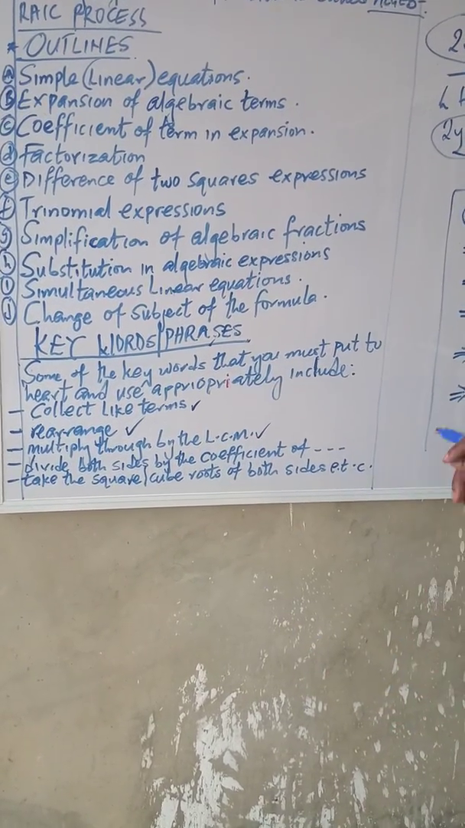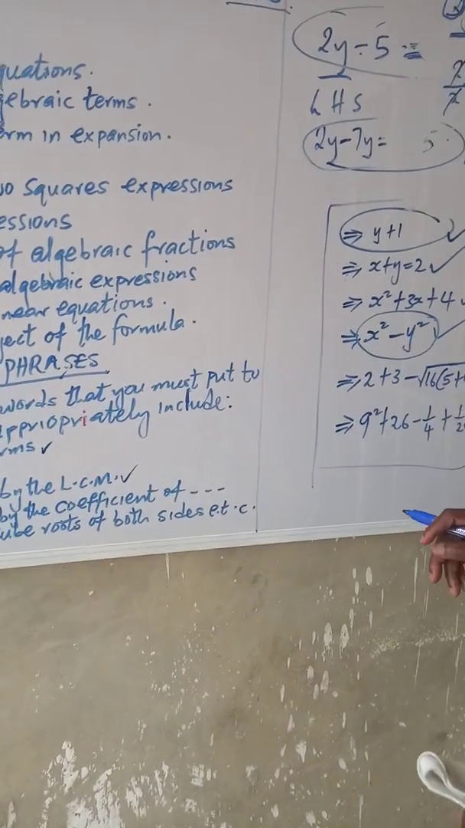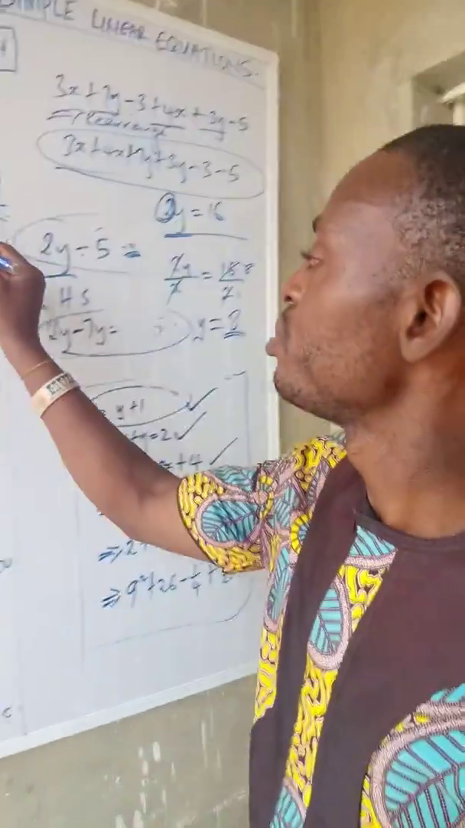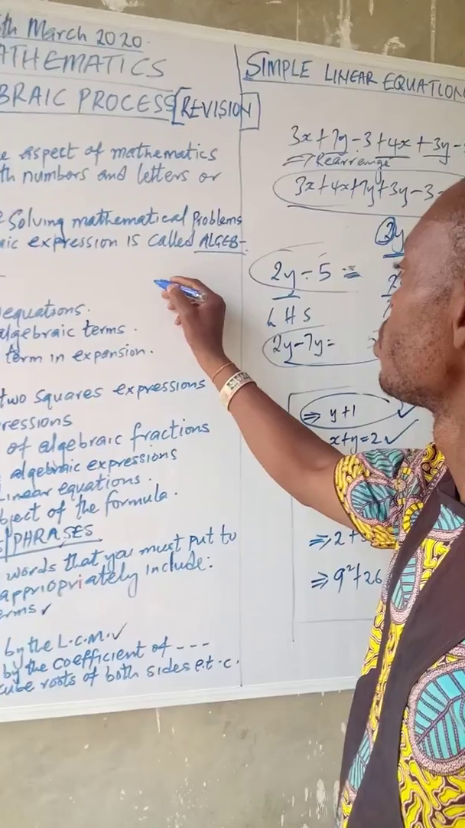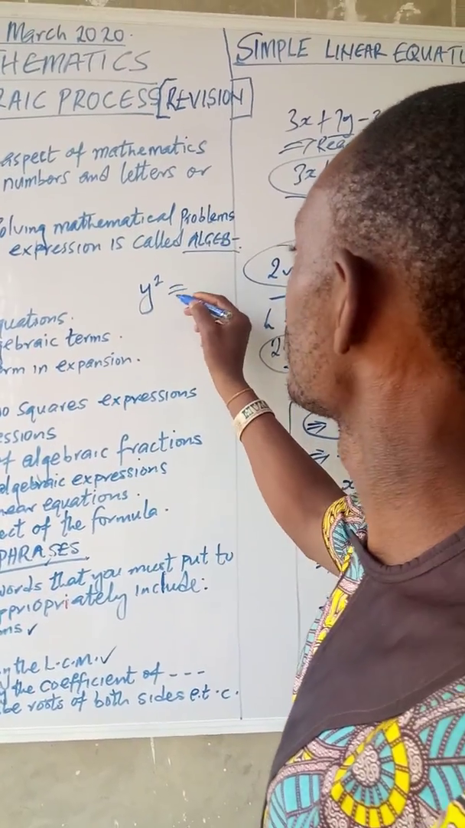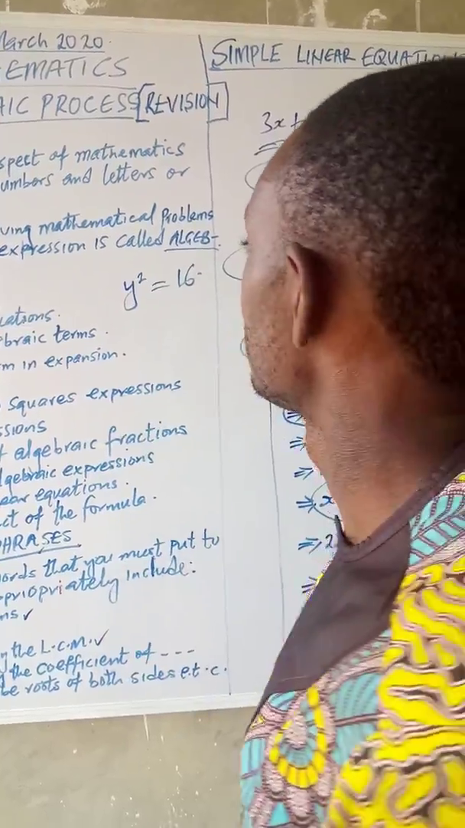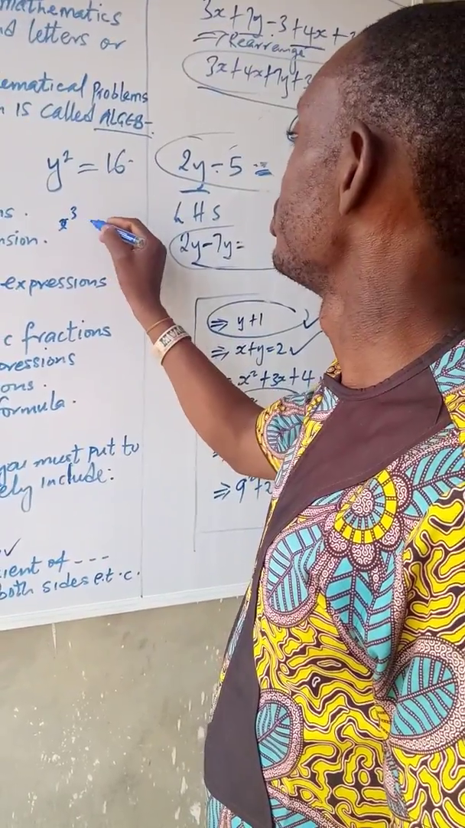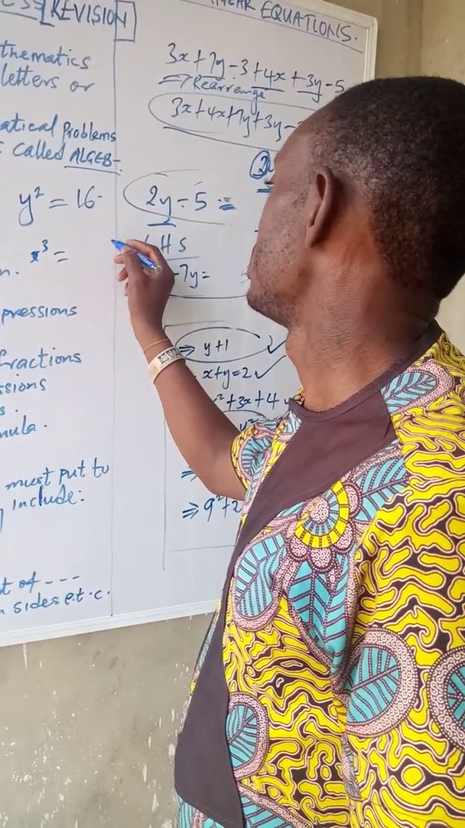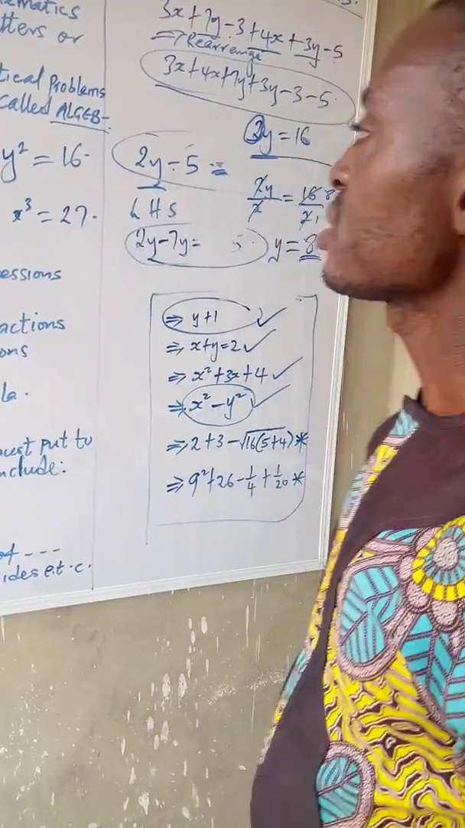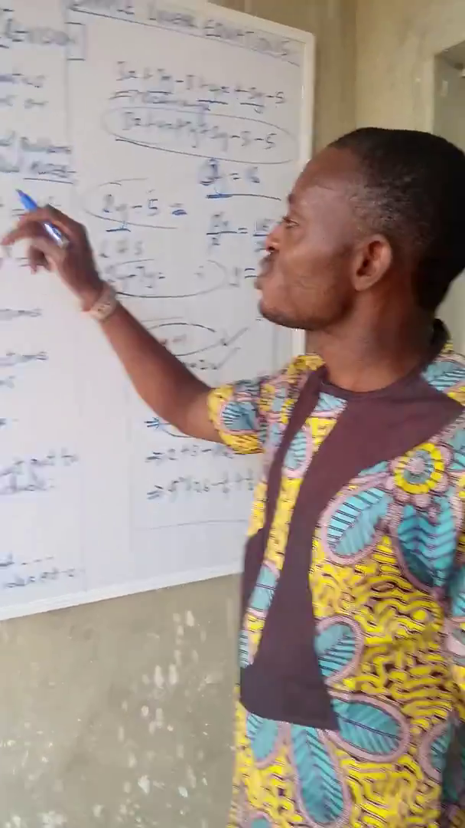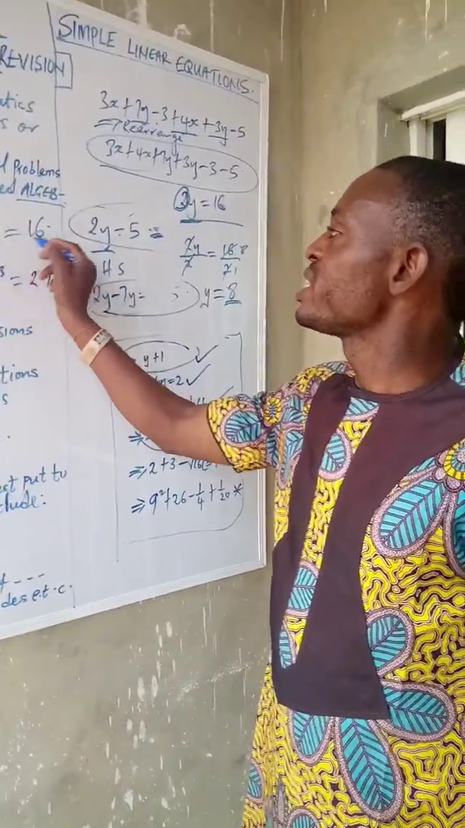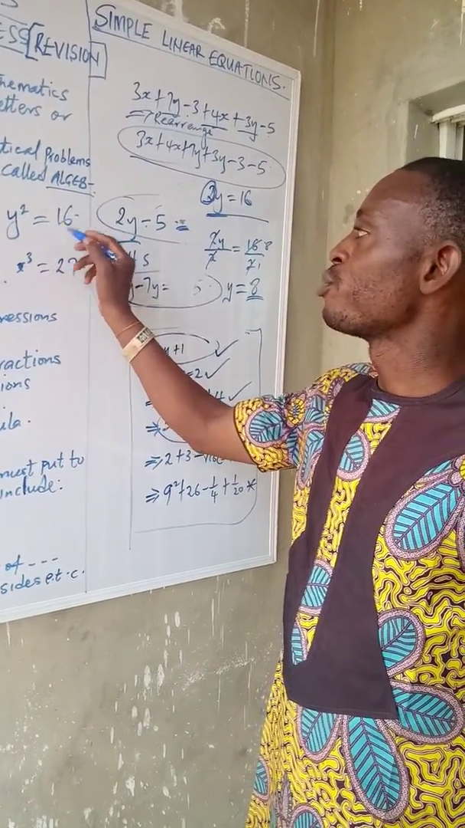Take the square or cube root of both sides. That will arise, or you would make use of that in a case whereby you have maybe something like this: y squared is equal to 16. Or you have x cubed is equal to 27. In this case, since you are looking for the answer in terms of y, not y squared, the English you speak here will be: take the square root of both sides.